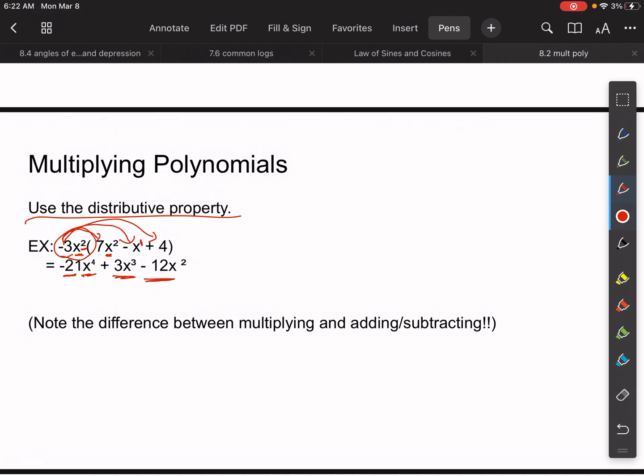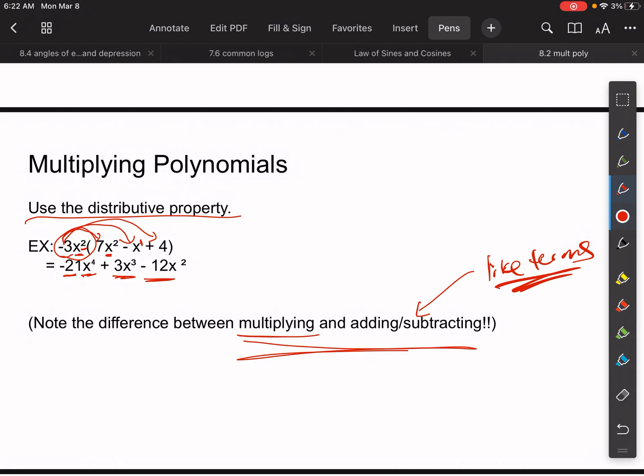Okay, so there's a big difference between multiplying and adding and subtracting. Adding and subtracting, you have to have like terms, right? Like terms is super important for adding and subtracting. When you're multiplying, you do not need those. You just apply what you see to everything.